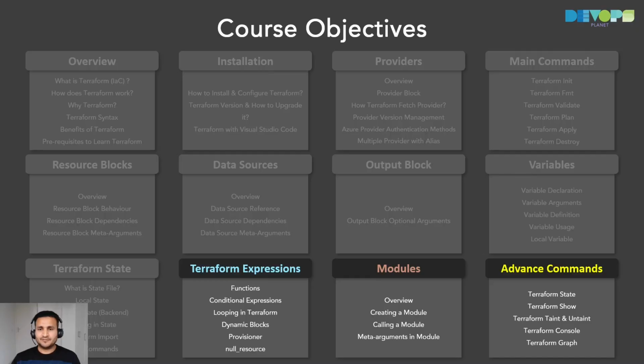On top of that, we do have different functions in the Terraform expressions, which we can use to perform different tasks. Then we do have a dynamic block. We do have the provisioner and null resources. So all these sections or topics come under the Terraform expressions, which we are going to discuss in this particular topic. So let's have a look.